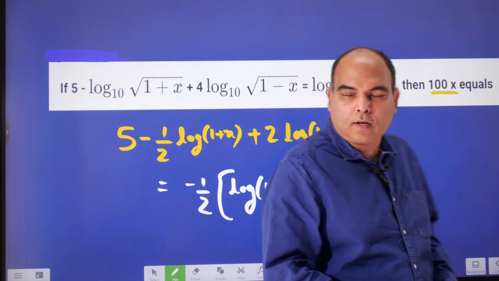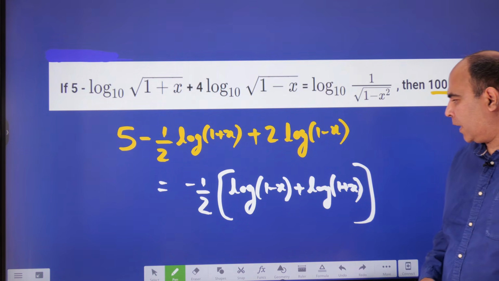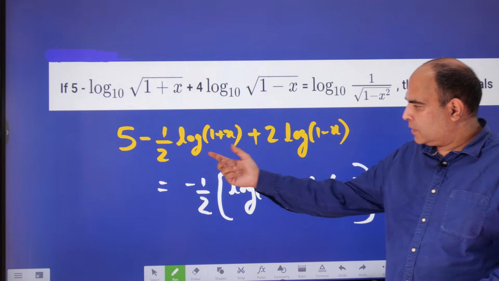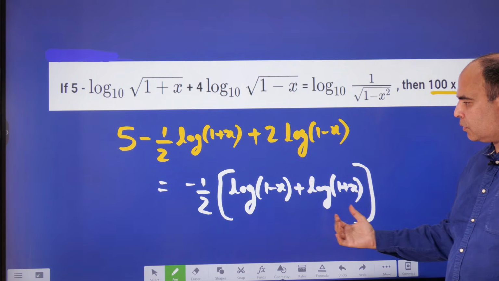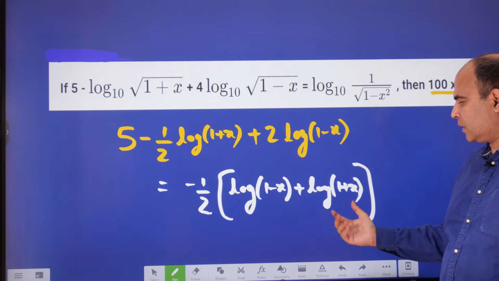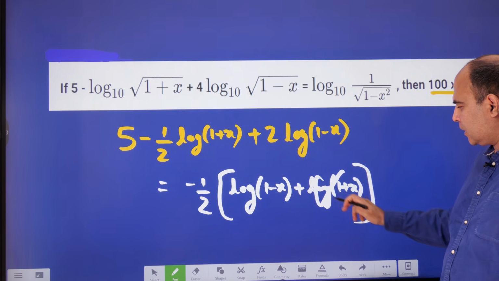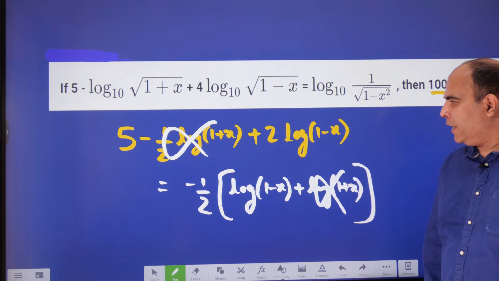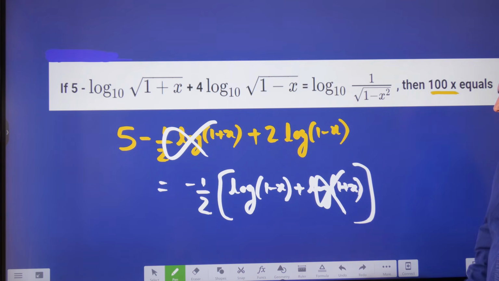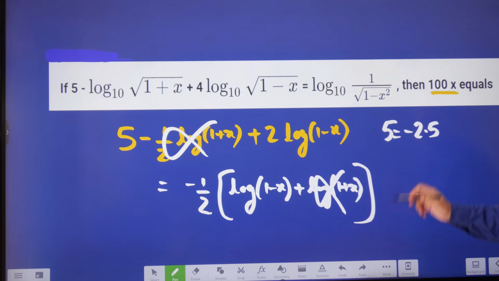So once I start looking at this, what I can see is that this minus half log 1 plus x is replicated on this side also, minus half log 1 plus x. So I can delete this and delete this together. So what that leads me to is 5 is equal to minus 2.5 log 1 minus x.